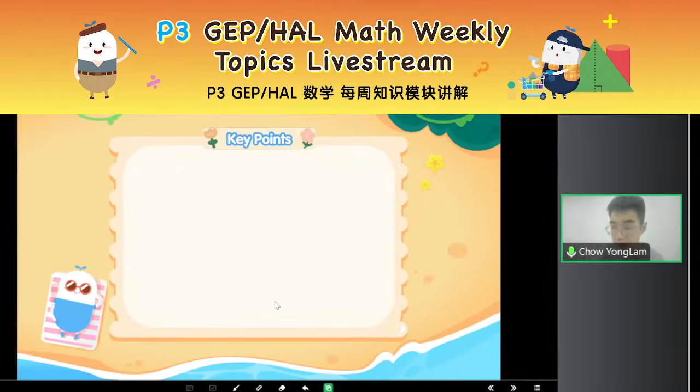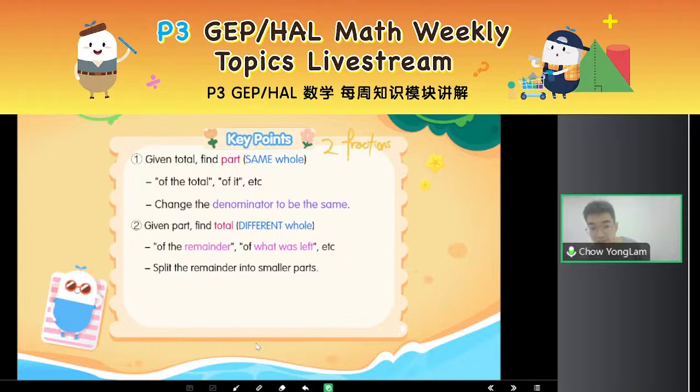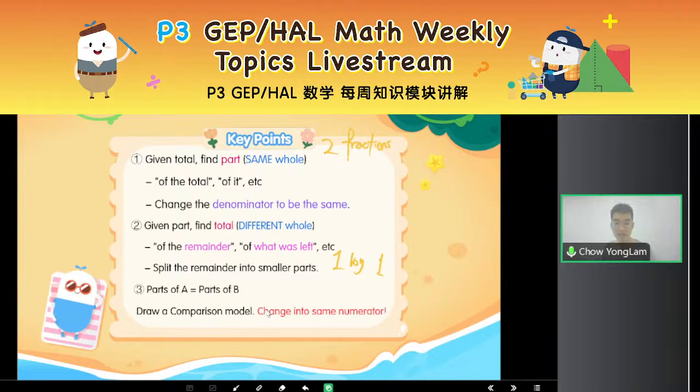Here are some key points to remember for fraction word problems, especially when you see two fractions. If they are referring to the same total, make the denominator the same. If they are referring to different totals, you need to split and consider the fractions one by one. Don't need to split into a common denominator first. Do it one by one. And finally, if I say a fraction of A equals a fraction of B, draw the comparison model. Change everything to the same small unit.